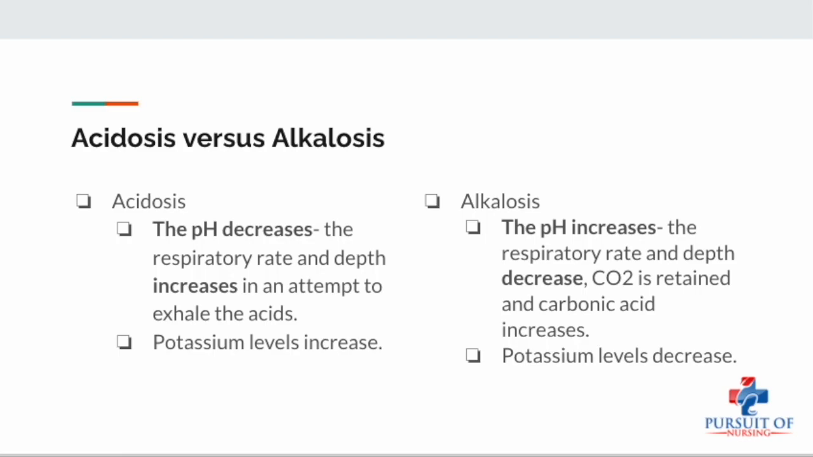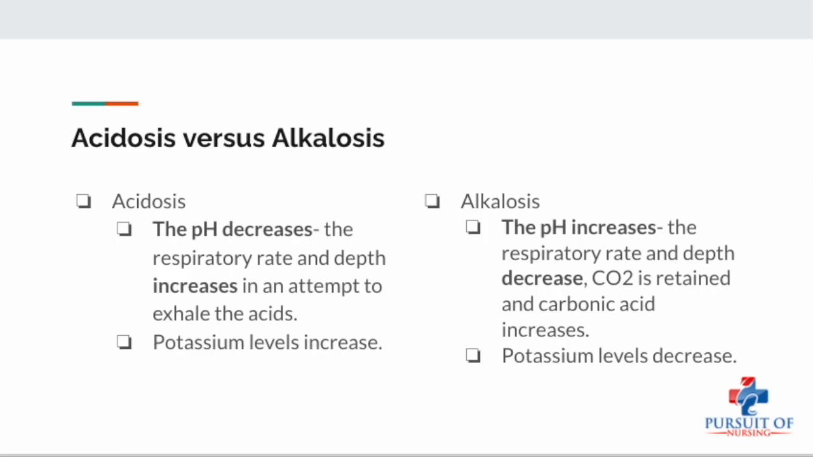Metabolic acidosis can also be known as diabetic ketoacidosis. An insufficient supply of insulin to a patient with diabetes can result in metabolic acidosis. Also, it can be caused by severe diarrhea, which can cause that electrolyte imbalance. For metabolic alkalosis, you want to monitor the patient with excessive vomiting or GI suctioning for signs of metabolic alkalosis.